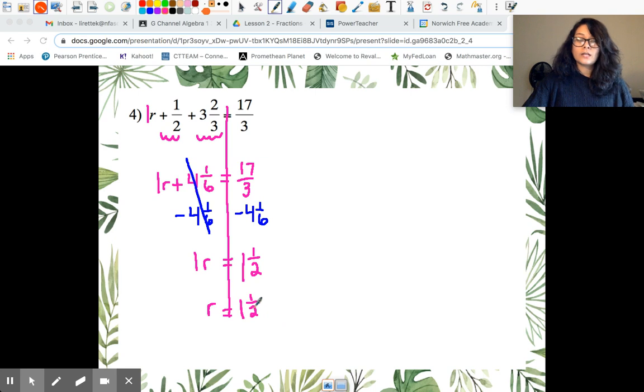Now, again, your calculator might give you an improper, so this is an acceptable answer. Or if your calculator is giving you an improper, here's how it's going to look. It's going to be r equals 3/2. These two answers are the same thing. Either is acceptable.